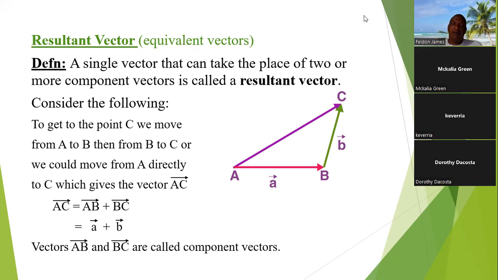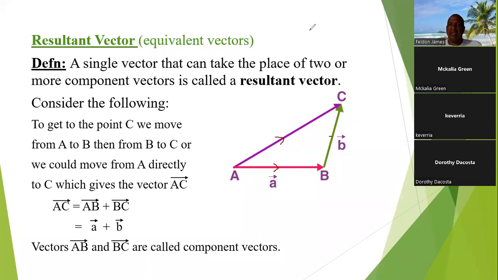Now, when you look at this diagram here, the resultant vector is this single vector that goes from A to C. Now, the other vectors that are summed up together would be the vector A to B and then B to C. So these are two other vectors that we sum up together.